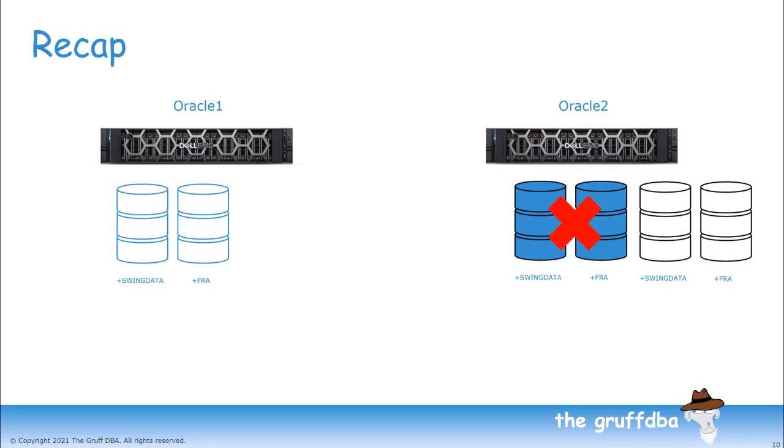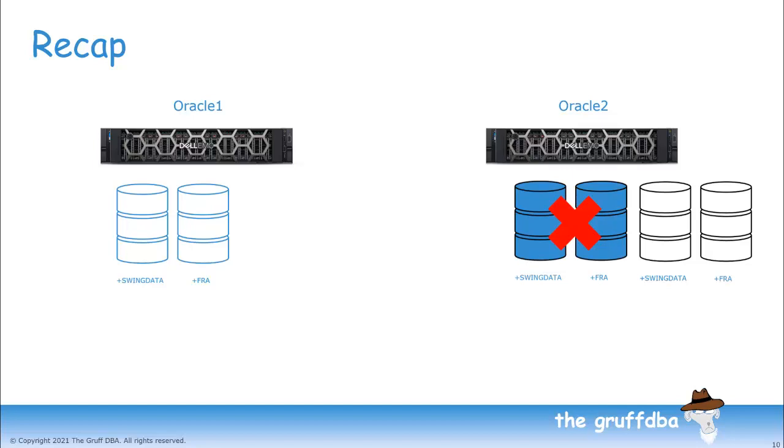However, we now have a problem. Our Oracle 2 VM already has a Swingbench database on it. In fact, it already has a Swing Data ASM disk group, and it has an FRA ASM disk group. So we can't mount our thin clone to Oracle 2 just yet. You can't mount two different ASM disk groups with the same name to the same server at the same time.